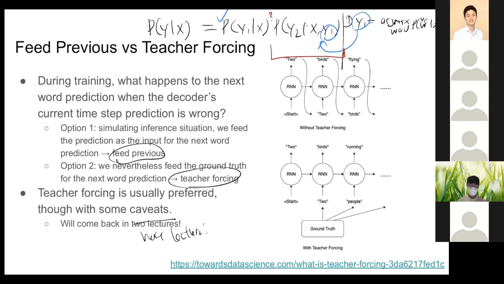But then there is some benefit to feeding the previous output, the fact that it actually simulates the inference situation. In plain words, feeding previous makes more sense in terms of simulating the inference situation, which is what really matters, right? We're going to come back to that, but the point here is that decoding is quite complicated in many cases.